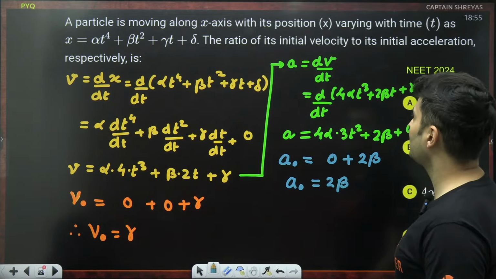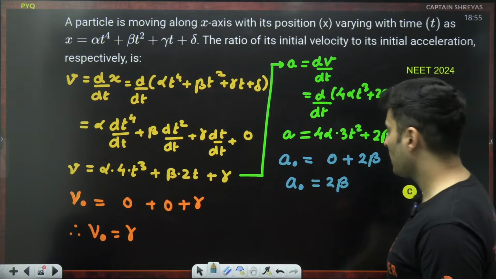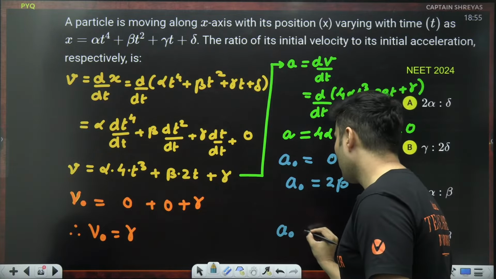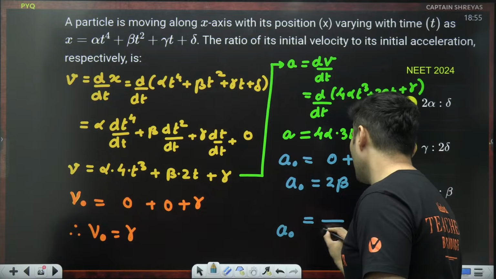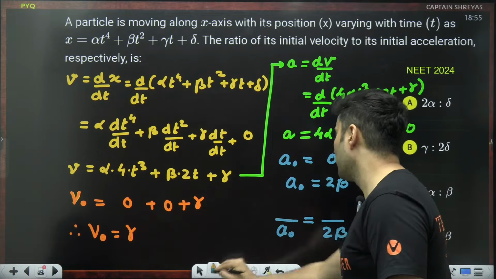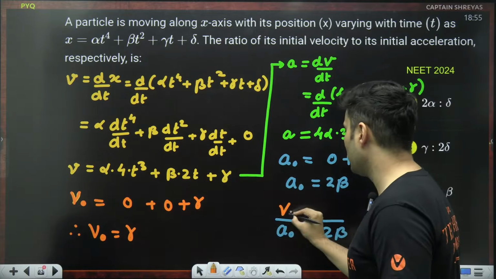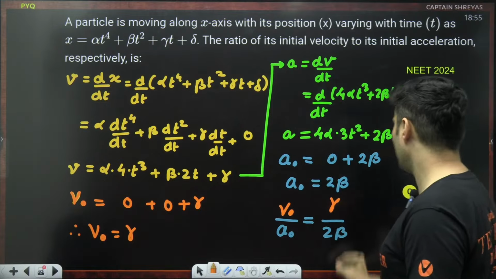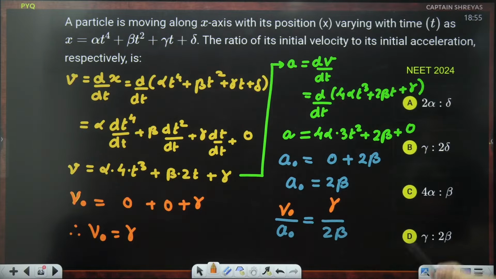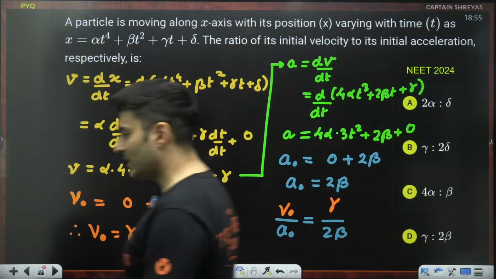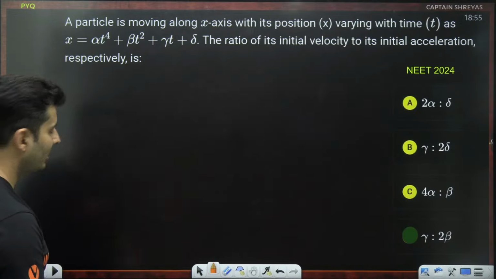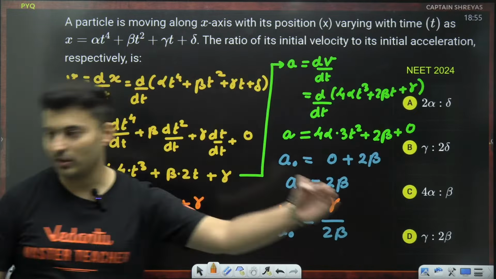Now the question is velocity by acceleration. So acceleration is below. So you have 2 beta over here, and initial velocity is on the top. So you have gamma. So it is gamma by 2 beta, which is D option, D for doctor.